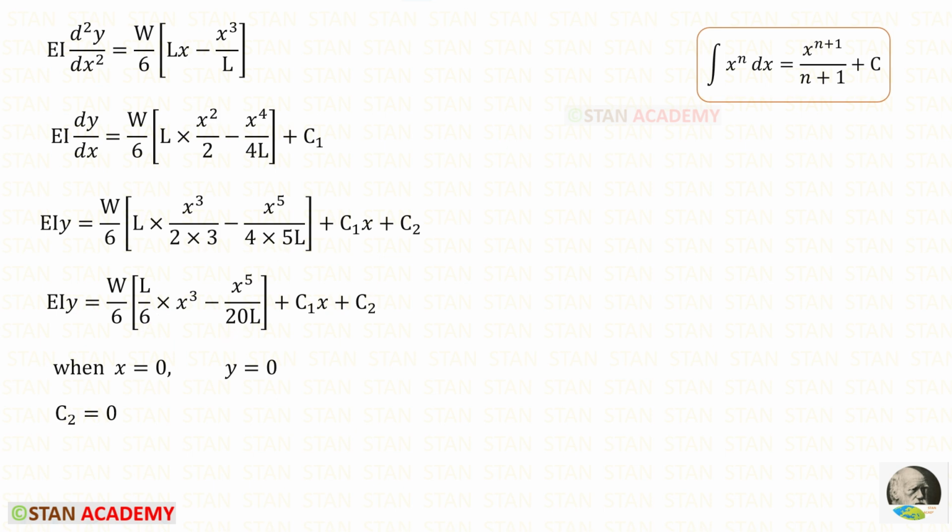At the point A, there is a vertical support. If there is a vertical support, there will be no deflection. So when x is 0, the deflection y will be 0. In this, we need to apply both of them. This term will be 0, this one will be 0, this one and this one will be 0. So for C2, we will get 0.